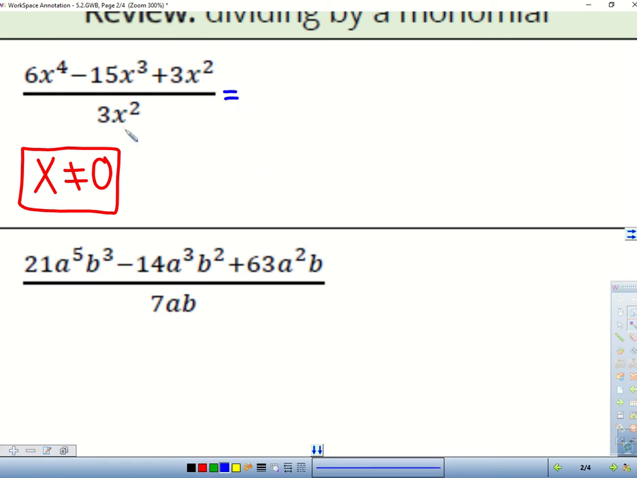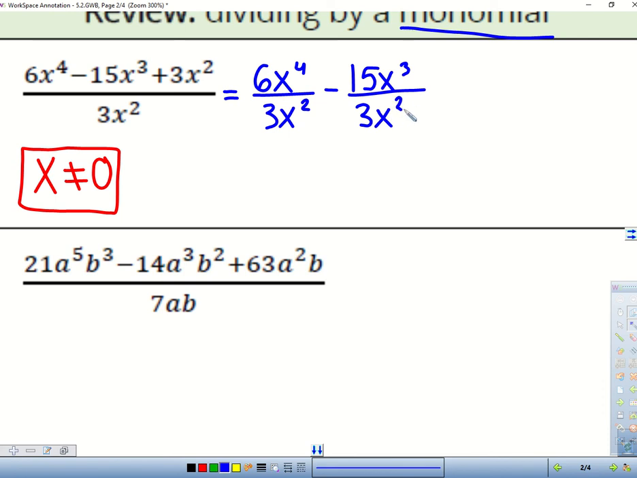Since this is a monomial, you're going to write 6x to the 4th over 3x squared minus 15x to the 3rd over 3x squared plus 3x squared over 3x squared. So see how I just wrote out each of the numerator terms and divided it by that denominator? Yes. Now we can go ahead and simplify this.